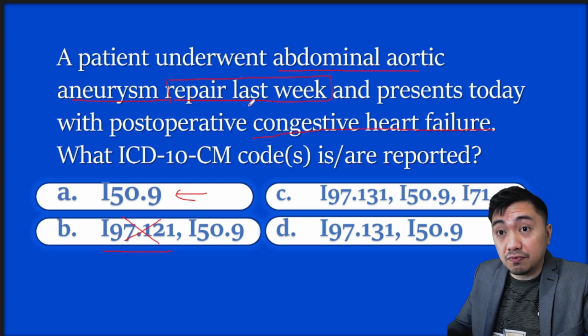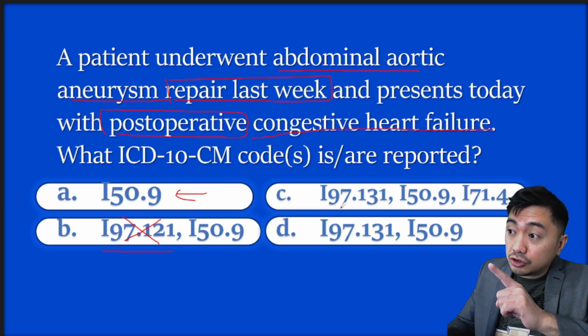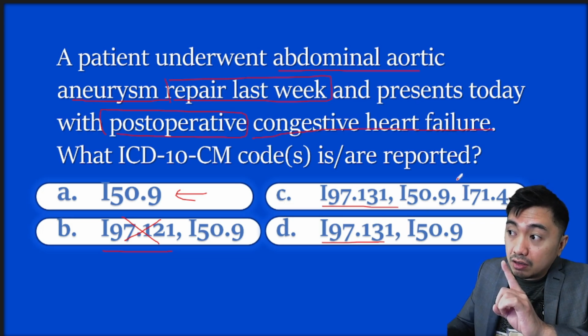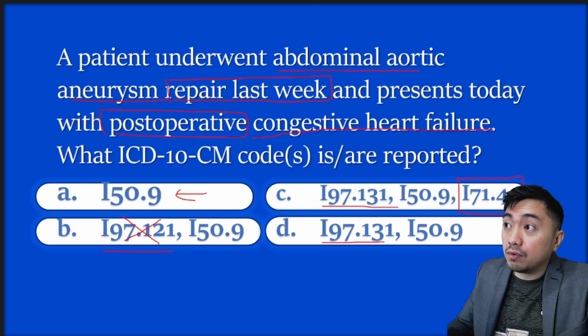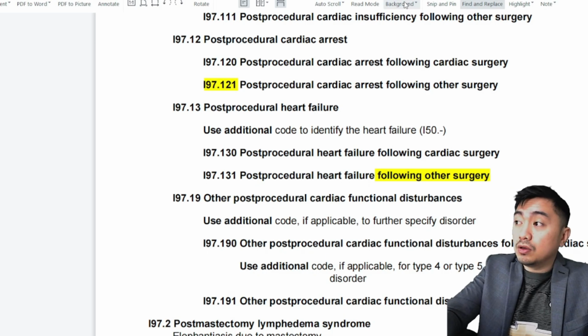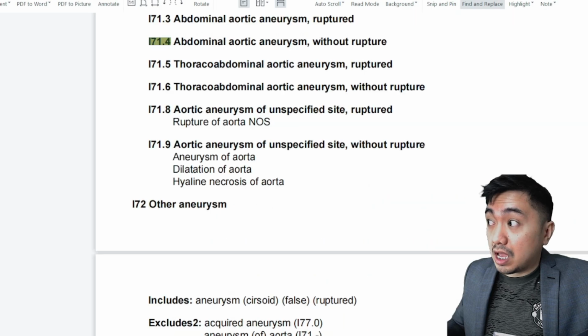All right. It's codable for the post-op complication because that is the reason why, all right, the patient has congestive heart failure as explained under this word right here. Okay, so if you will check I97.131, you can see I97.131 on both choices. So you have your C and D here. However, there's a code here, I71.4. So just simply go to I71.4, which I suspect, of course, it's the abdominal aortic aneurysm.